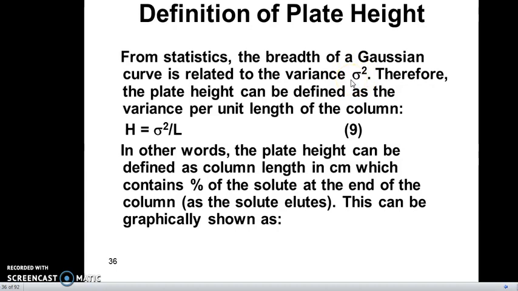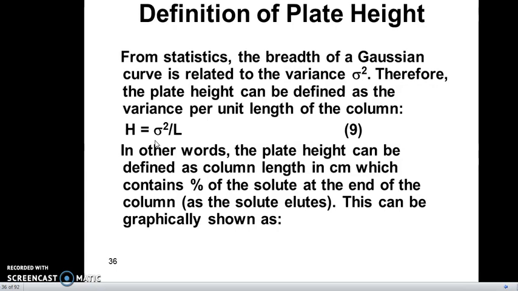Now the variance involves the selectivity factor, the distribution factor, the concentration of solute in the stationary phase, the concentration of solute in the mobile phase, then the width of your peak, and the retention time, which is dependent on the solute. Then the velocity of the mobile phase, the velocity of the solute in the mobile phase and in the stationary phase, and the length of the column. These are the variable dependency factors, and with these you define the plate height.